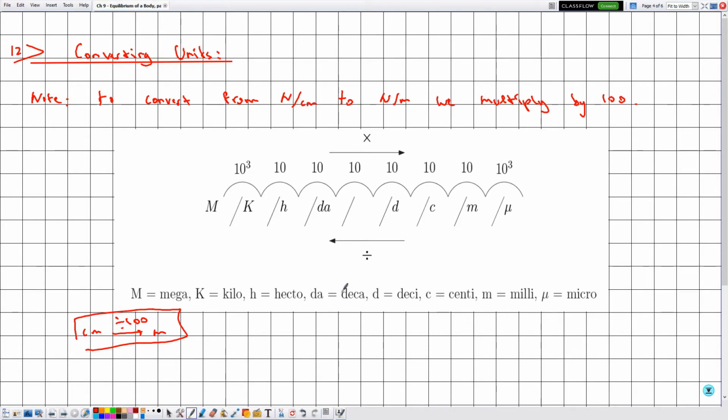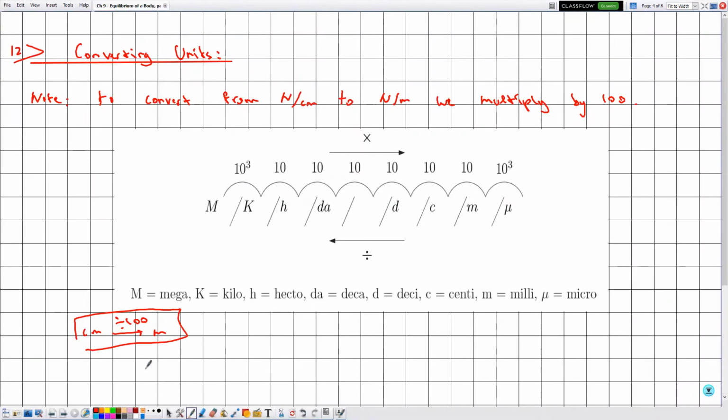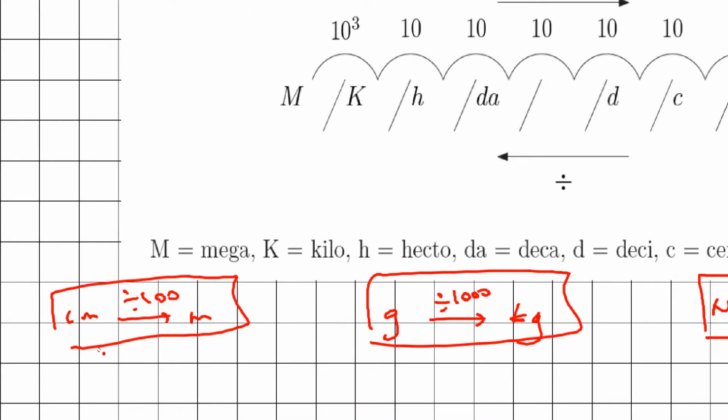Now if you are interested in converting from grams to kilograms, so this is grams, then from grams to kilograms we are moving to the left by 1000, then from grams to kilograms we divide by 1000. And more importantly, the note that I have mentioned here is that converting from newtons per centimeter to newtons per meter, we multiply by 100, which is different than this one.